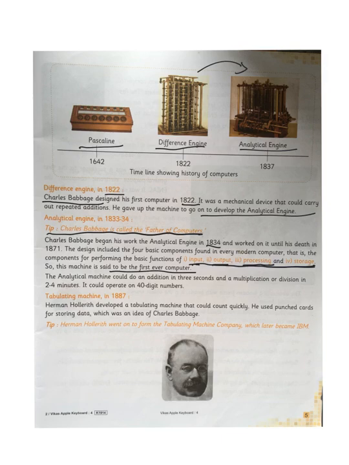The analytical machine could do an addition in 3 seconds and a multiplication or division in 2 to 4 minutes. It could operate on 40 digit numbers. Now you can say that even I can perform addition, I can perform operations, but what these machines can do is that they can perform operations on big data, a large number of data.